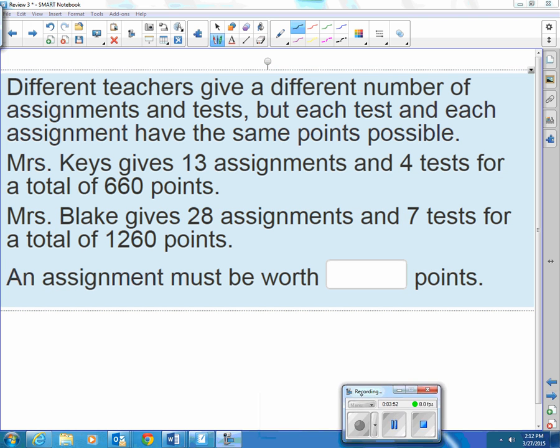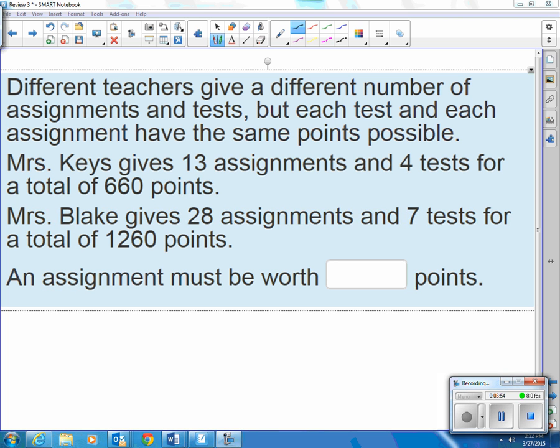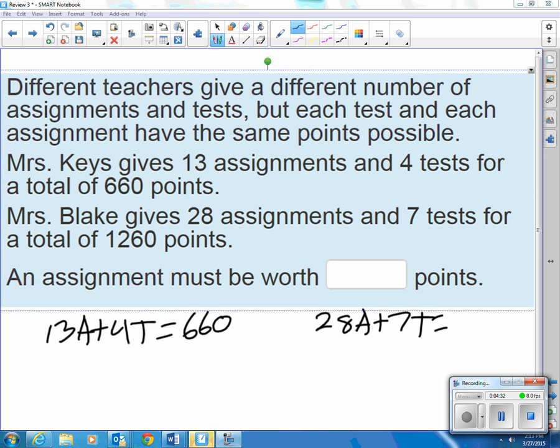Different teachers have a different number of assignments and tests, but each test and each assignment have the same points possible. Mrs. Kais gives 13 assignments and 4 tests for a total of 660 points. Mrs. Blake gives 28 assignments and 7 tests for 1,260 points. So let's solve that as a system of equations. So we have 13 assignments, 4 tests, so that will give us 660 points, or 28 assignments and 7 tests give us 1,260 points.